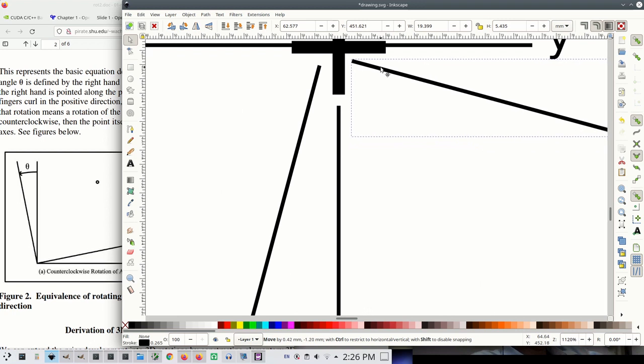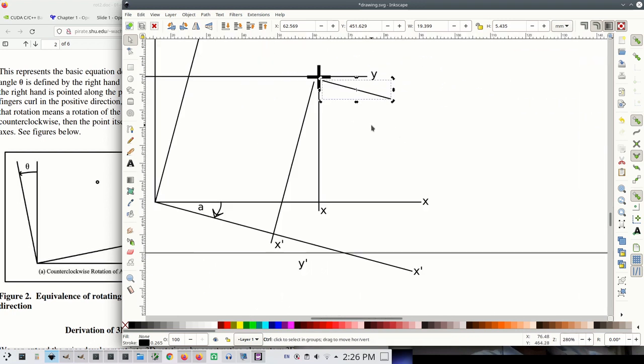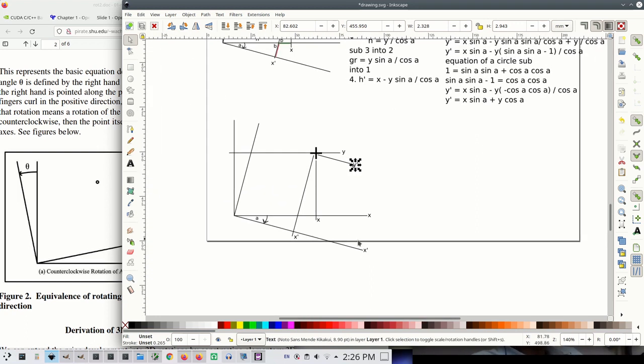Okay, so here's y prime. So we need to find y prime and x prime. That's the whole mission here. With this projection, we have two triangles now, and it makes the problem very simple. It's just a matter of a little algebra and geometry.